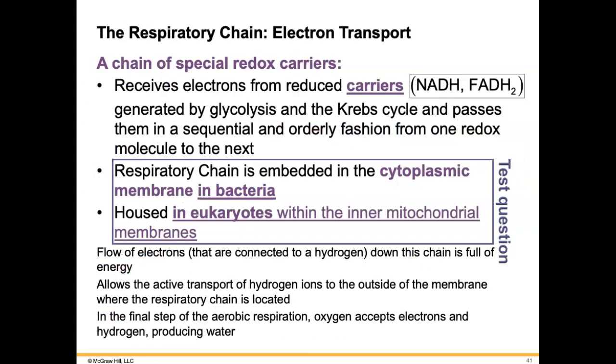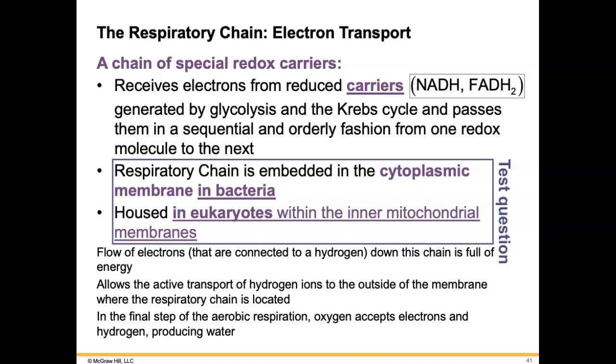So the respiratory chain, or the electron transport chain, the ETC, I a lot of times abbreviate it, the ETC. So it's a chain of special redox carriers. Now remember, in aerobic respiration and anaerobic respiration, we go from glycolysis to the Krebs cycle to the ETC, okay? We're going to talk about fermentation later. Not everybody has the ETC, meaning not every organism has the ETC. Therefore, they have other ways of making ATP.